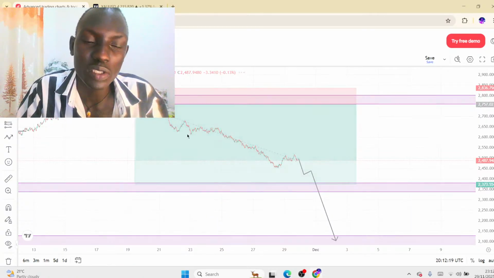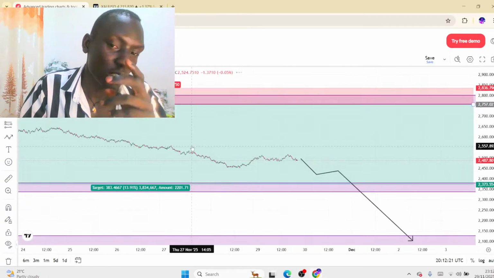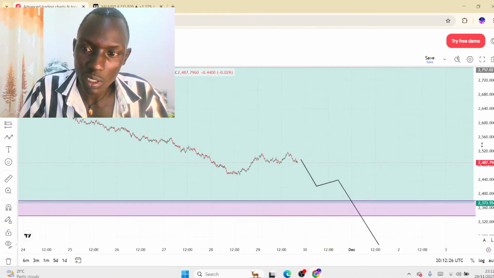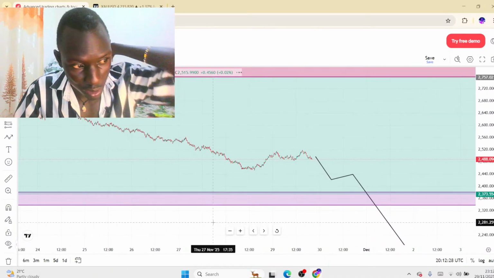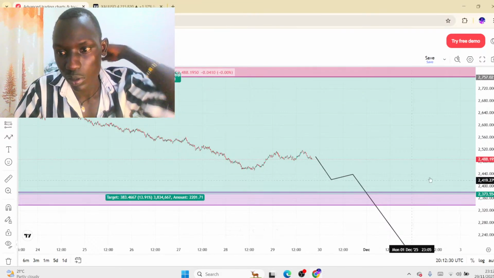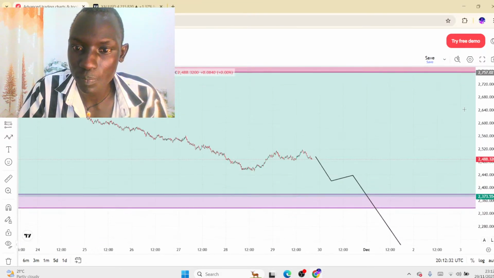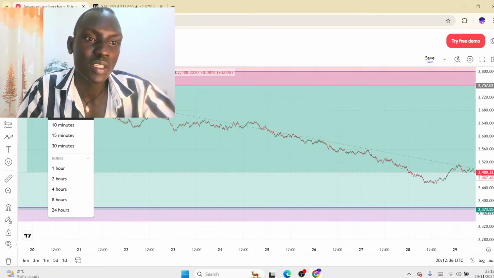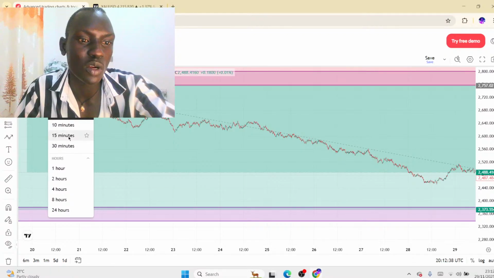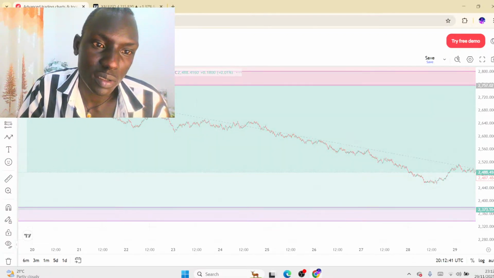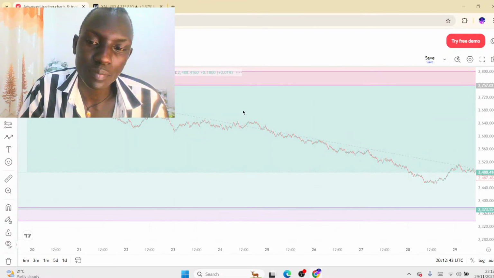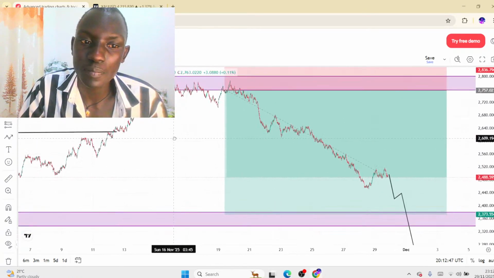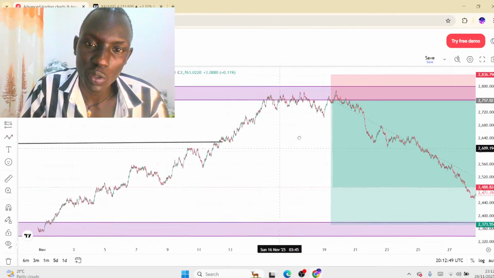Even when we check here, we shall see sales. I have noted that from the higher time frame, everything is dropping. Even in the lower time frame, which is 15 minutes, we are seeing a massive drop, and we are still waiting for it.